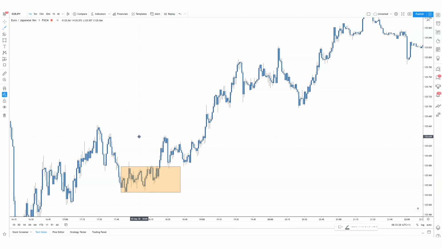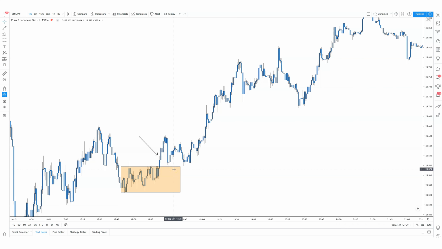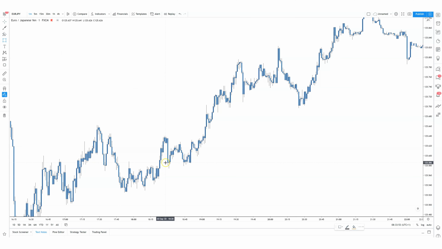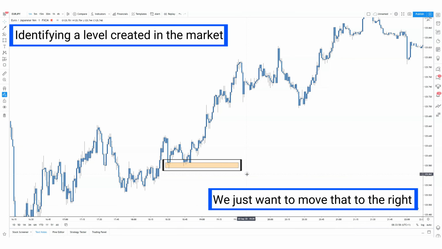What we're looking for the market to do is break out of that structure with continued pressure, either to the upside or downside. Now we're looking for the market to pull back and retest the structure. Now, personally, and from my experience, and I'll share this with you after backtesting a lot of data and crunching the numbers, double bottoms and double tops on the 1 minute time frame work very well. So what we want to do is take the first concept, identifying a level created in the market, and we just want to move that to the left.